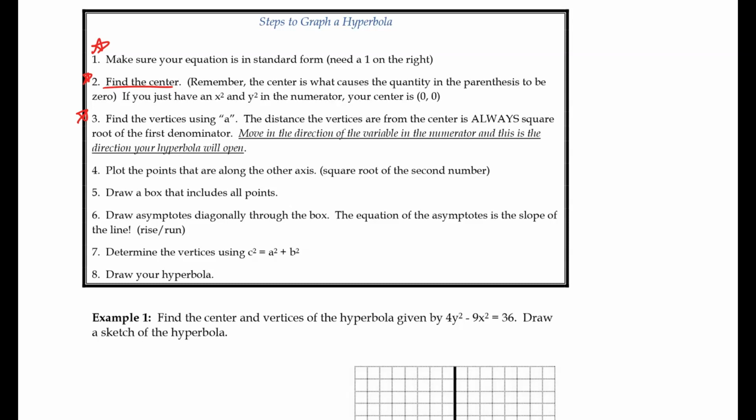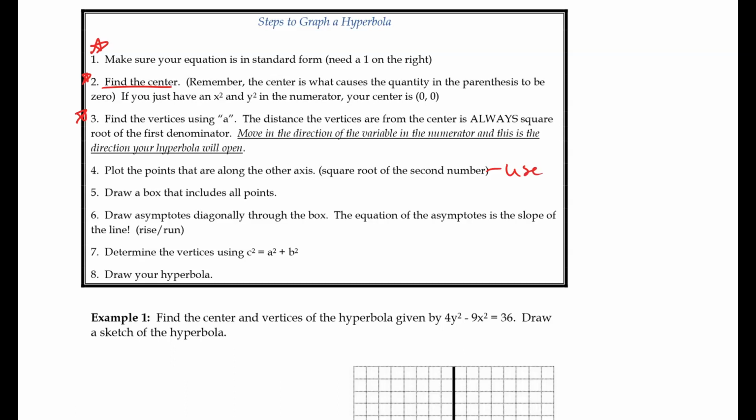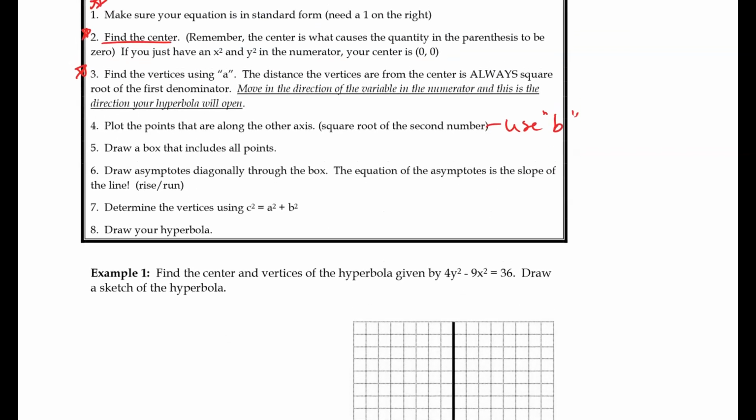Okay, so I will explain more when we're doing that. Then we also plot the points along your other axis, kind of like a minor axis. We're going to use b to do that. And then you draw a box including all these points. And a lot of you will remember this when I work with it. Then the key thing is to draw the asymptotes through the box. And if we really wanted to do the equation of an asymptote, we could find rise over run real quickly and put it in point-slope form. Life would be great. But guess what? I'm not asking you to do that.